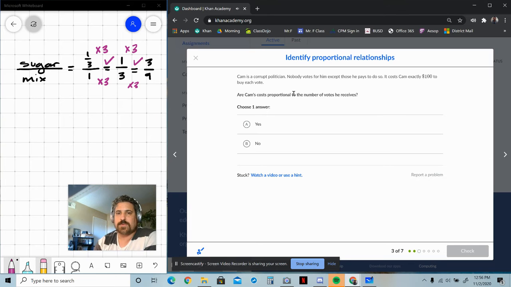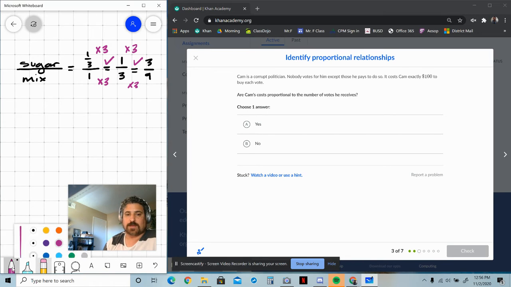Okay, for the next one, Cam is a corrupt politician. Nobody votes for him except those he pays to do so. It costs Cam exactly $100 to buy each vote. Are Cam's costs proportional to the number of votes he receives? Because no one votes for him unless he pays, if he doesn't pay anybody, he has no votes. So the number of votes to the dollars is always going to start at (0, 0). He gets no votes for no dollars.